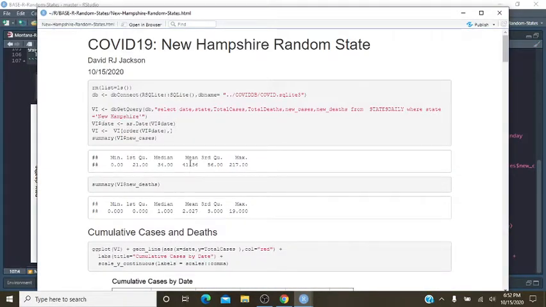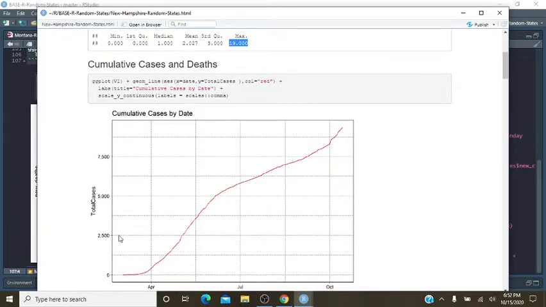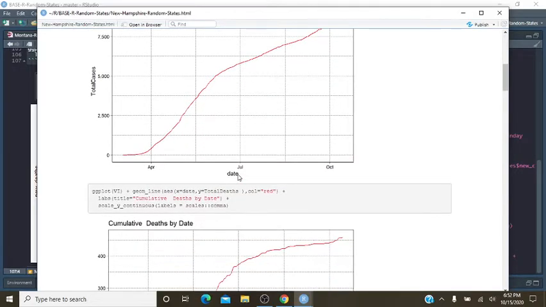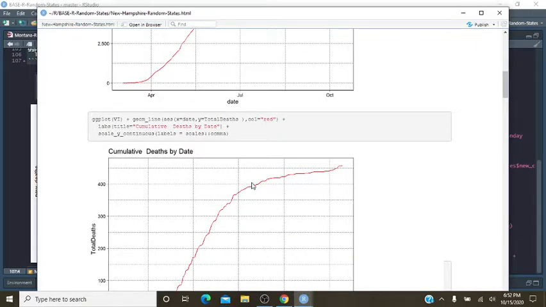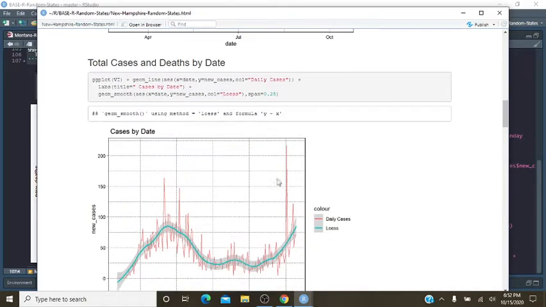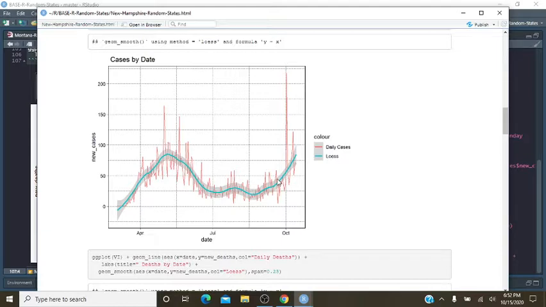Once again, average cases 41, maximum cases 217 for a single day. Average deaths two per day with a maximum of 19. Nothing really shocking about the cumulative total. You expect them to go up continuously, although there was a bit of a flattening here. But when we look at cases by date, we see cases are definitely spiking. The lowest curve was even above the April curve for cases, which still means they're under 100.